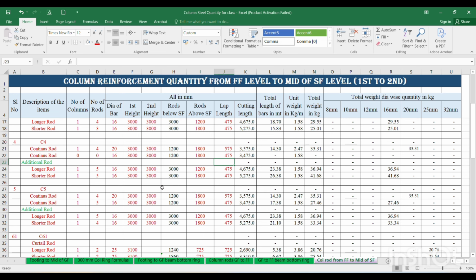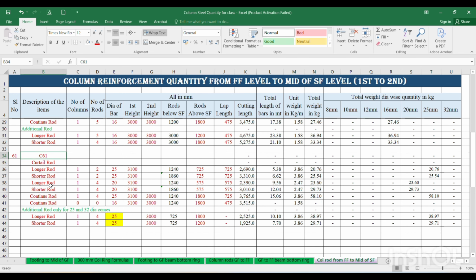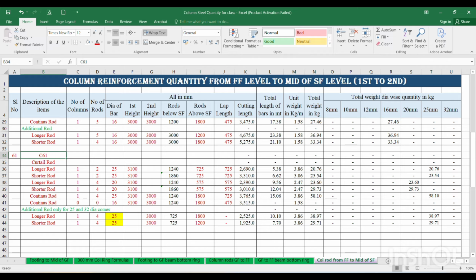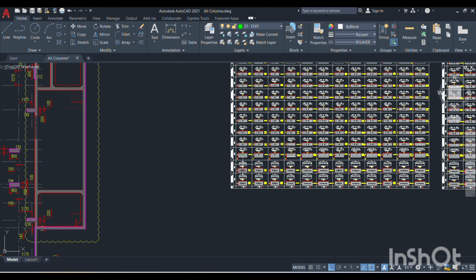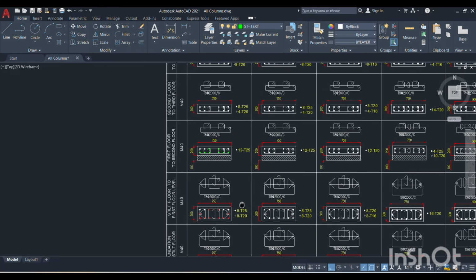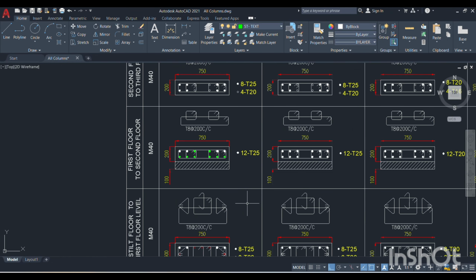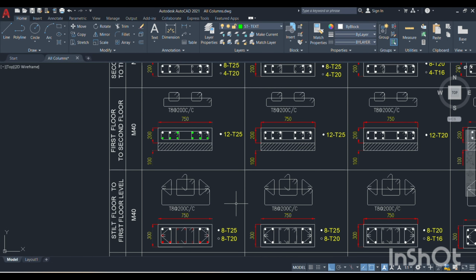I am taking one more example of a 25 dia rod column, that is C61. We did it already in the previous class. For that column I am showing you C61. The C61 column is 8 numbers of 25 and 8 numbers of 20 at the ground floor level. That changes into 12 numbers of 25. So all the 20 dia rods got curtailed at the first floor level. Now a total of 12 numbers of 25 dia rods is there.